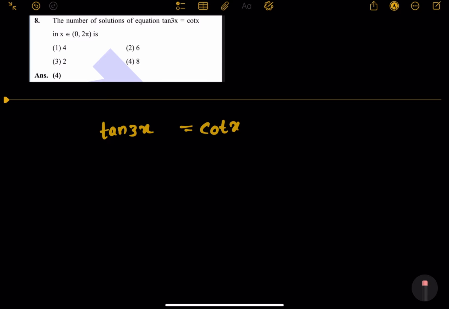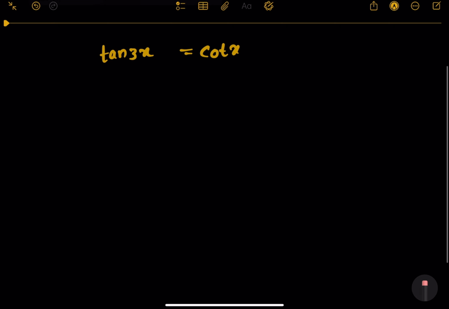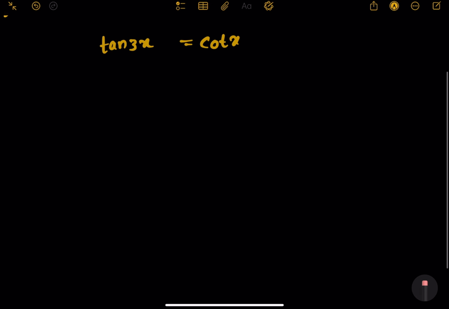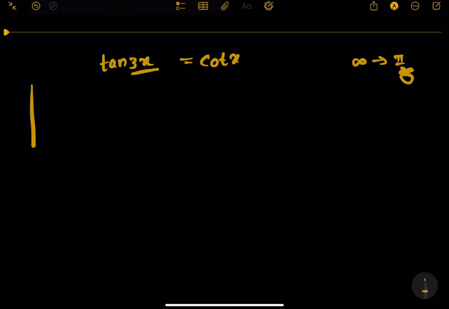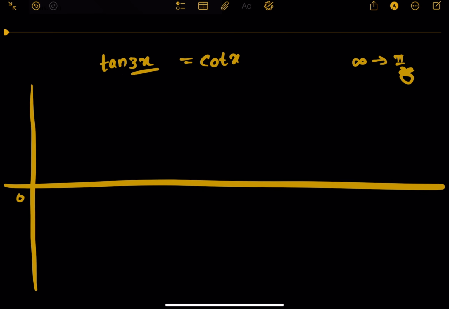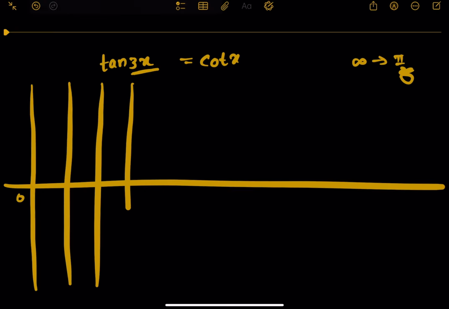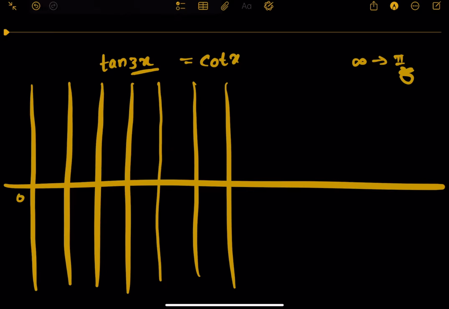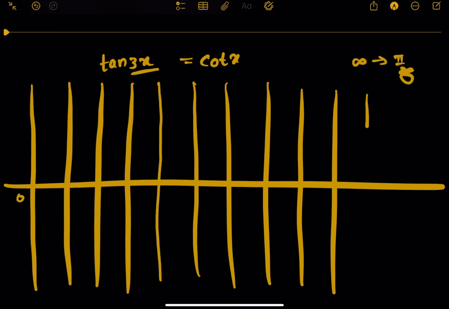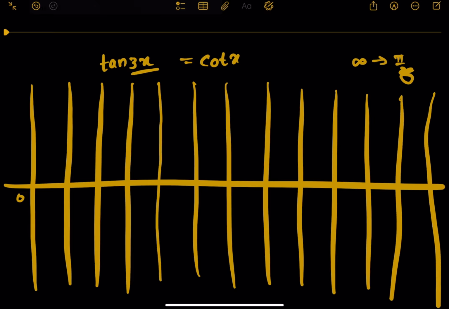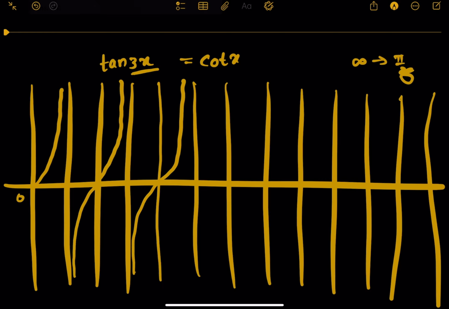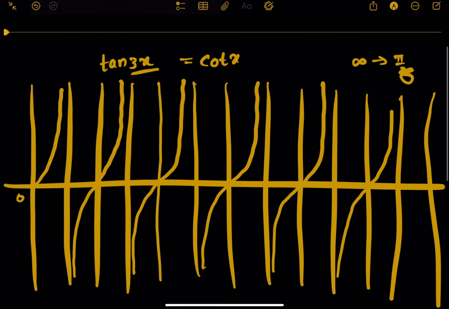All right, so let us first draw the graph of tan 3x. This is 0, this is pi by 6, 2 pi by 6, 3 pi by 6, 4 pi by 6, 5 pi by 6, 6 pi by 6, 7 pi by 6, 8 pi by 6, 9 pi by 6, 10 pi by 6, 11 pi by 6, 12 pi by 6. Here it goes to infinite, and after that the graph will look something like this. This is how the graph of tan 3x looks.